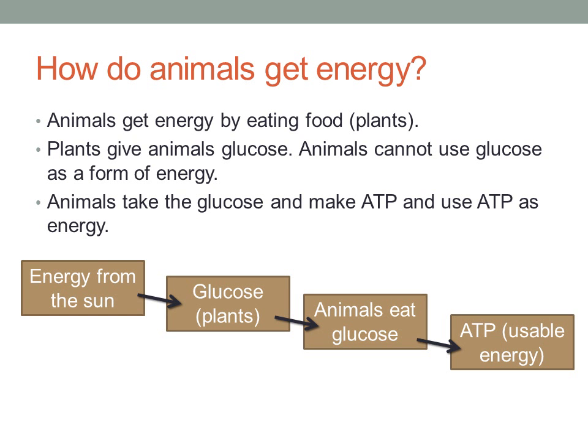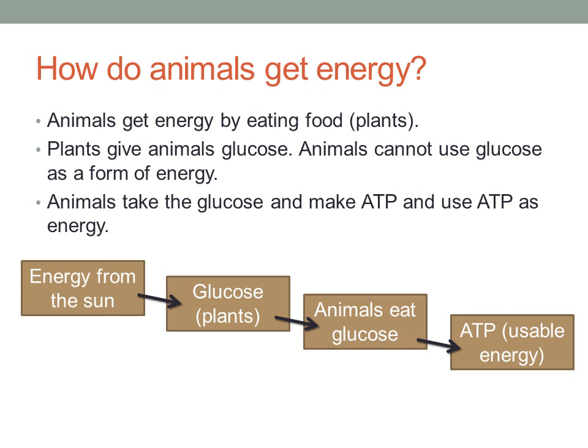So let's go ahead and get started. How do animals get energy? This was from Unit 2. Animals get energy by eating food or plants. Plants give animals glucose. Animals, however, cannot use that glucose as a form of energy. So what animals do is they take the glucose and make ATP and use that ATP as energy.